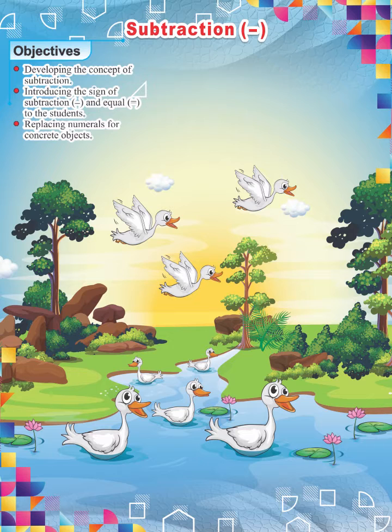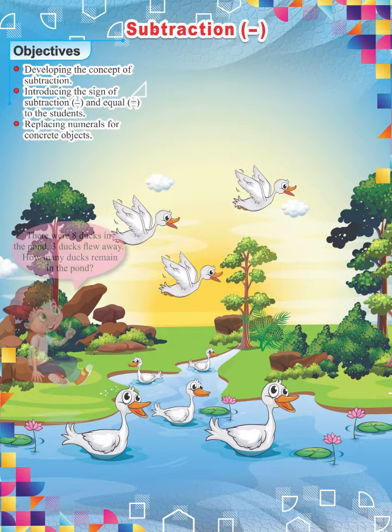Look at this picture. There were 8 ducks in the pond. 3 ducks flew away. How many ducks are left behind in the pond? Count in backward counting and minus 3 from 8. You will get 5, and that's your answer. There are 5 ducks left behind in the pond.